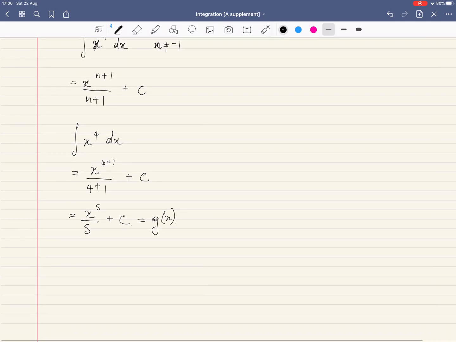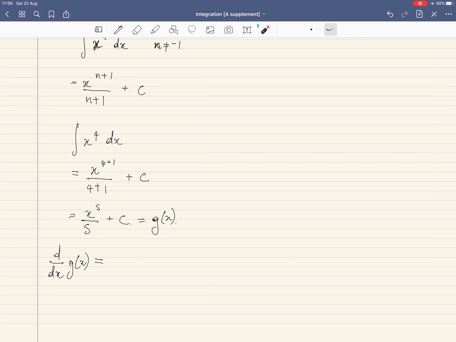Let's give this function a name, call it g of x. Now, if we were to perform the derivative of this function with respect to x, notice this will take us right back to x to the power 4. Let's go ahead. What is the derivative of g of x? Well, the derivative would reduce the power of our term by 1 after having brought down the old exponent as a coefficient.